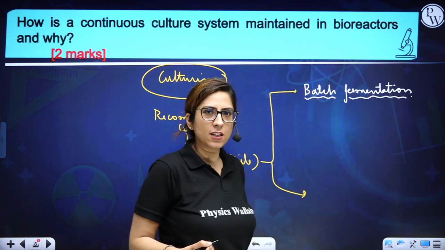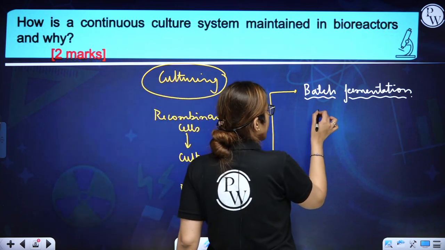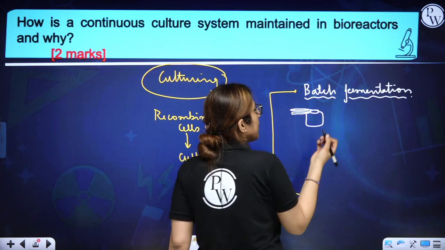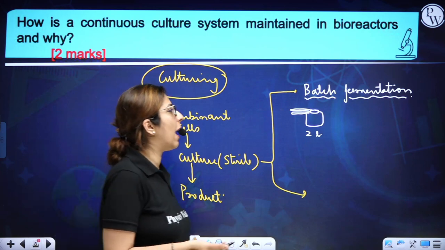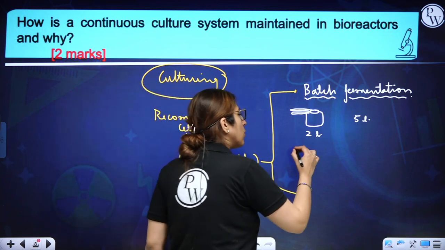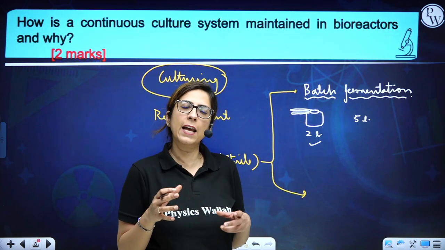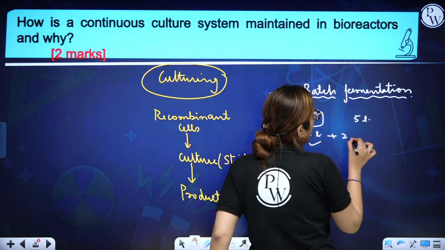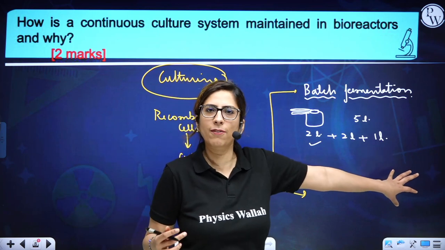Batch fermentation, guys, is like when we all make dal, any kind of pulse, in our pressure cooker. Sorry for the bad drawing, we have a pressure cooker like this, right? Suppose this pressure cooker capacity is just 2 liter and you have to make around 5 liter of pulse. What will you do? You will first cook this 2 liter of dal, then you will empty this vessel. Then you put in another 2 liter, and then again 1 liter. So this is 2 liter plus 2 liter plus 1 liter. With this you can make a total of 5 liter of food you want.